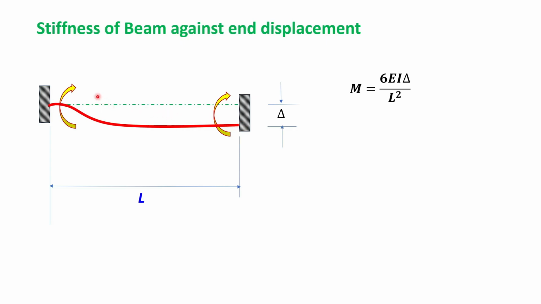We know from mechanics the relationship between such moments: M equal to 6EI delta by L square, where L is the length of the beam, E is the modulus of elasticity, I is the moment of inertia of the cross section of the beam, and delta is the differential displacement between the two supports. So rearranging, M by delta, the force divided by deformation, is the stiffness given by this. So we can write K for displacement of one end of a beam is equal to 6EI by L square.